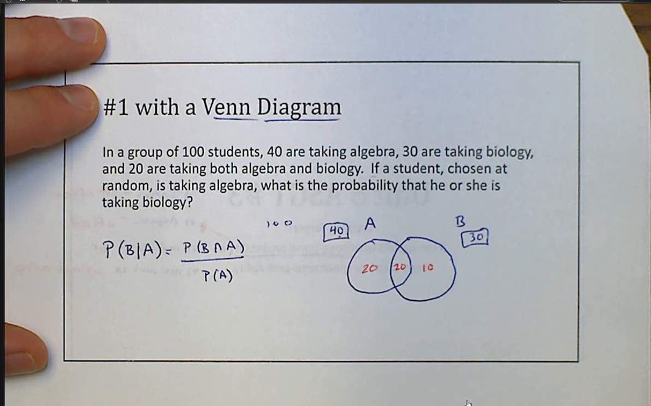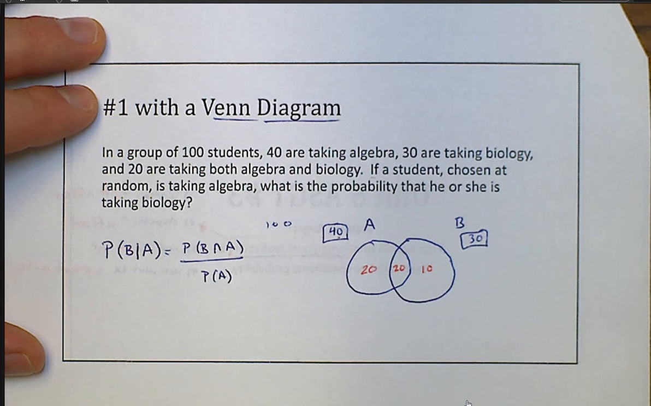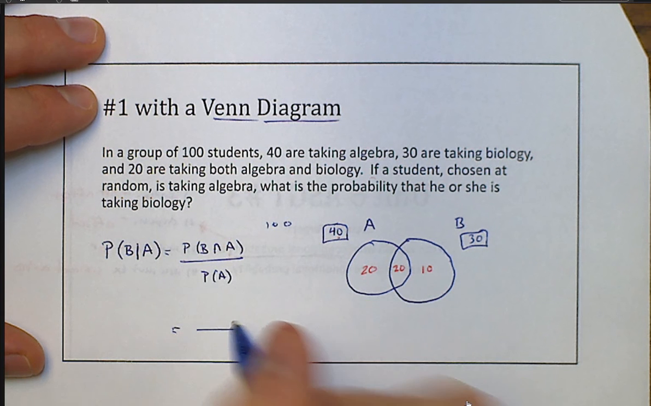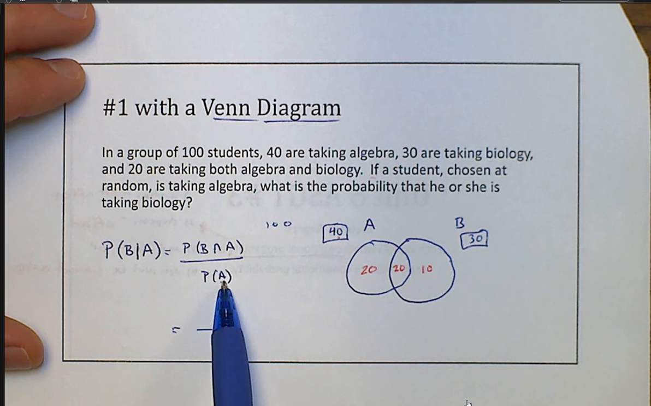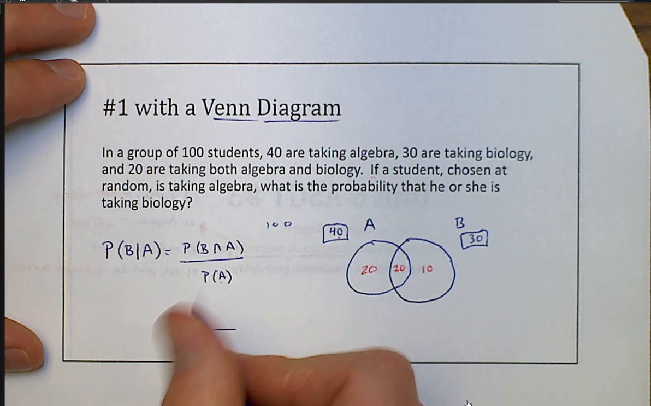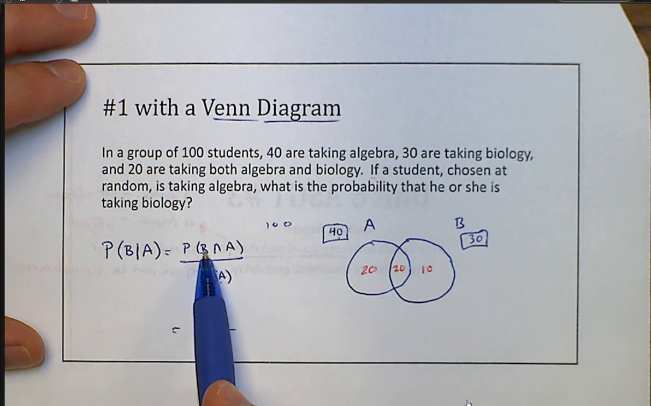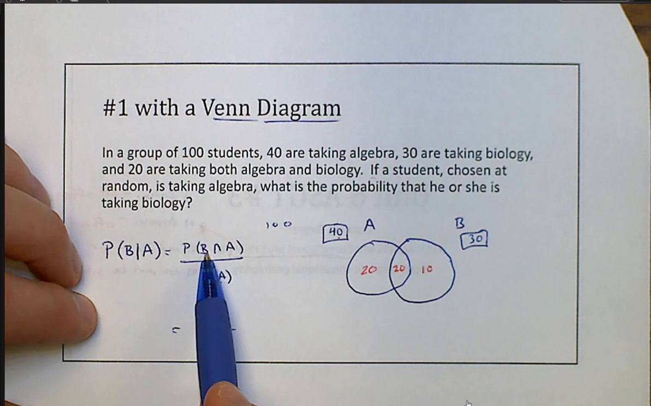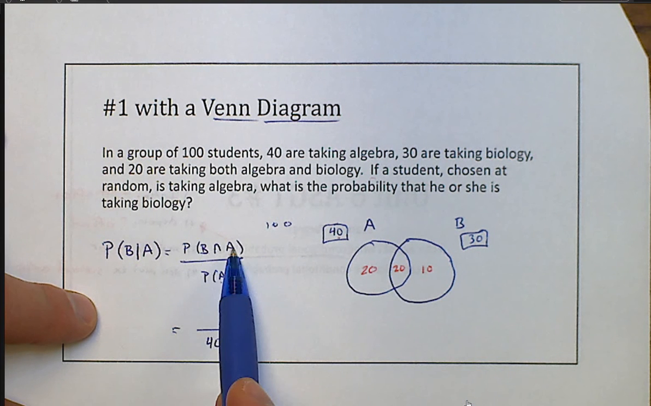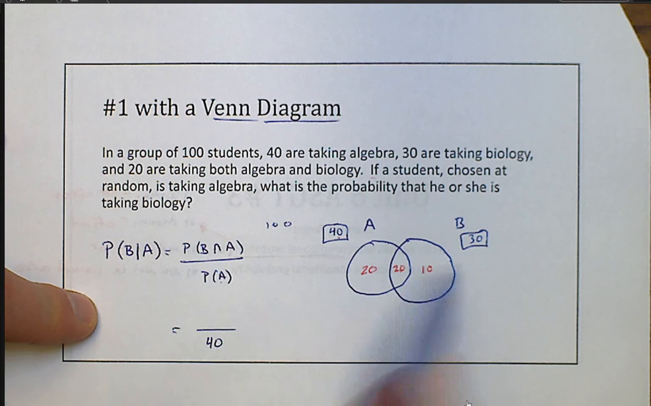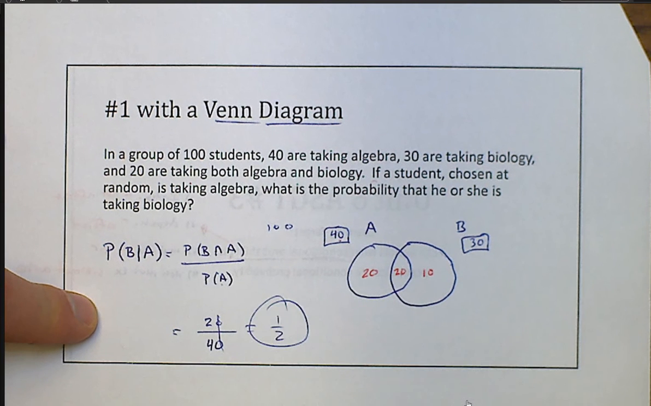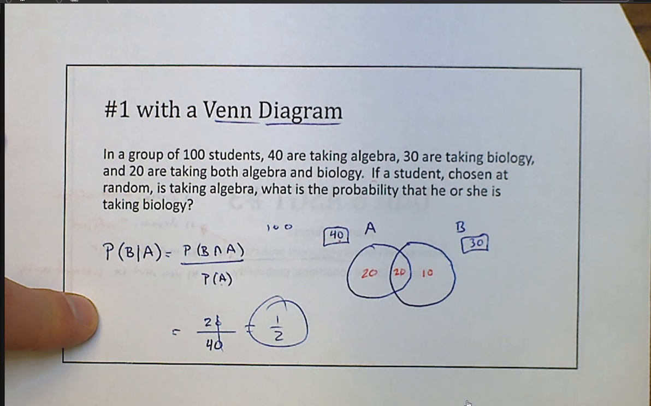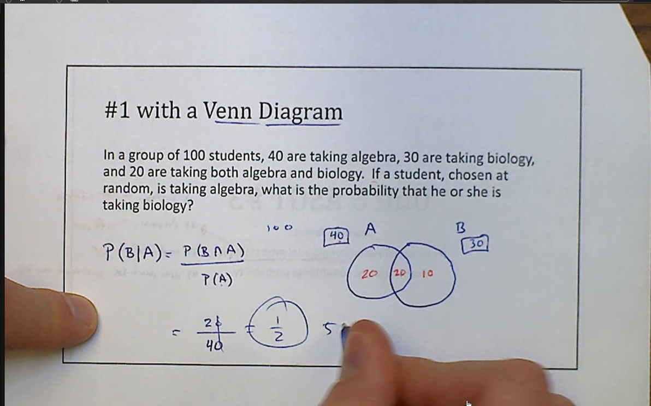So all we need to do now is just fill in the numbers, right? Usually this bottom one is the easiest. The probability of a student taking algebra, well, we know that total is 40. What's the probability of the intersection of students who take biology and algebra? The intersection would be 20. So it's 20 over 40, and we get 1/2. So the answer to this question, the probability that he or she is taking biology given that they're taking algebra, would be 1/2. You can make it a percentage, easily 50%.